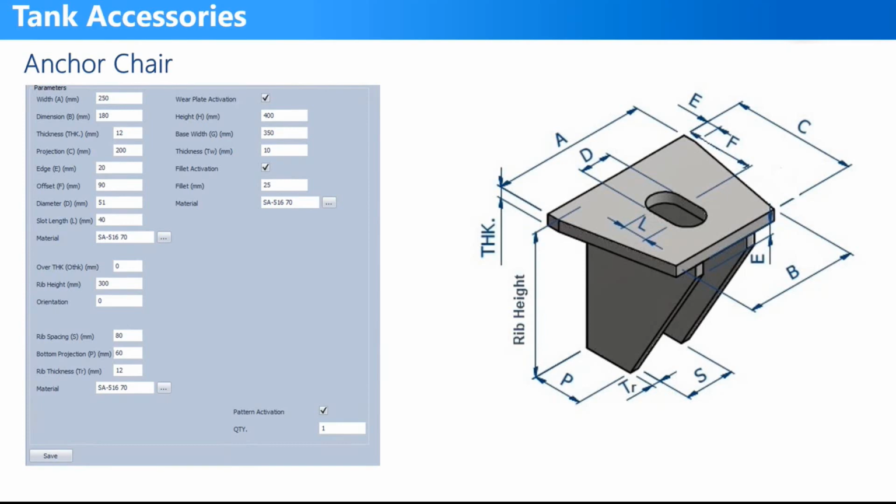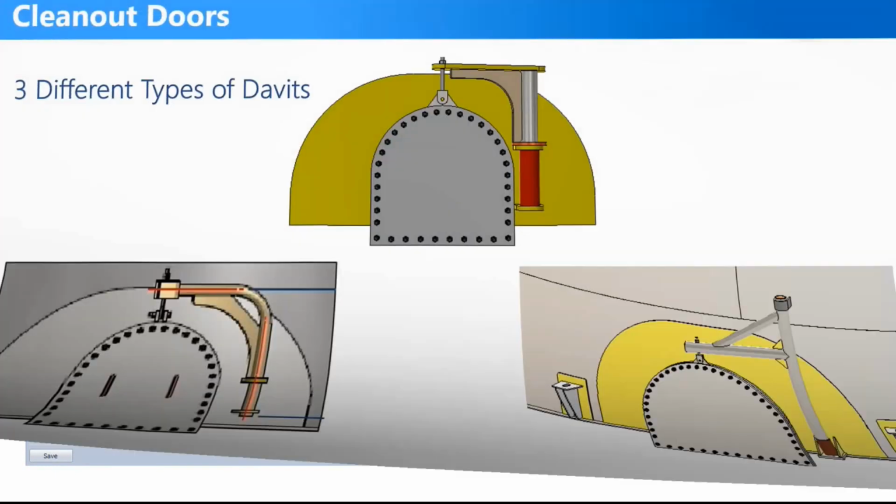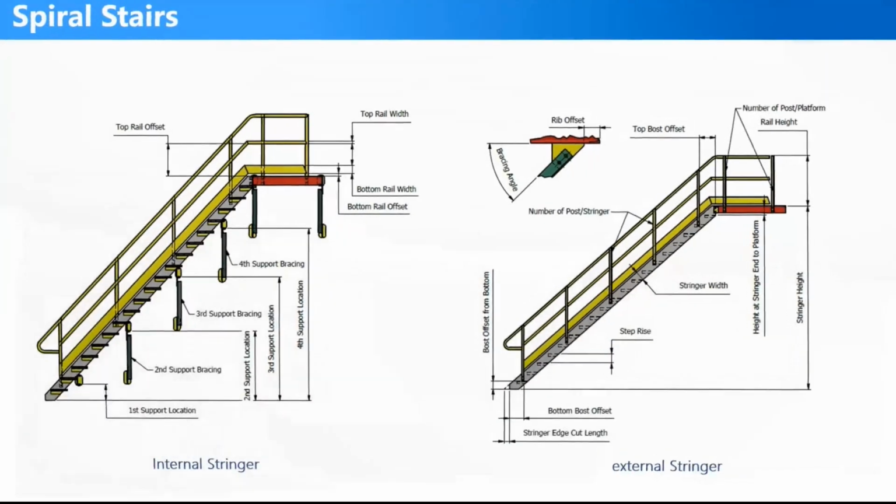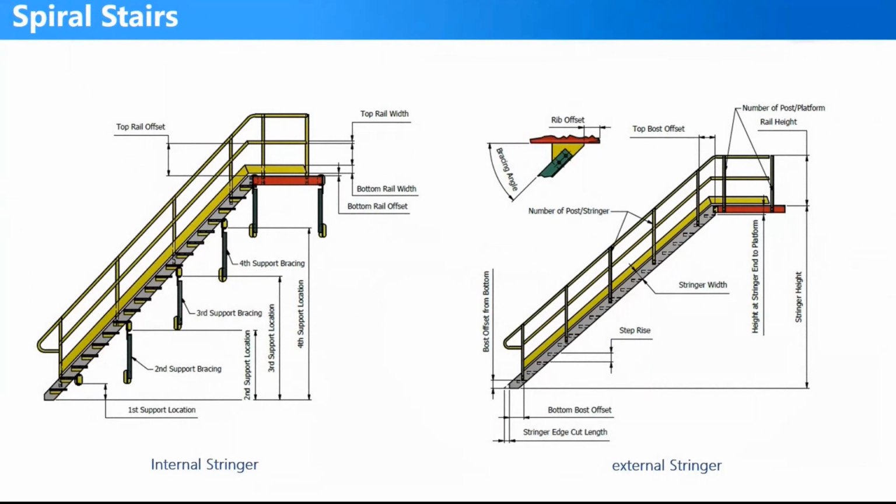And if you would like to make some of those anchor chairs with different dimensions, SEG gives you the ability to do that. There are different types of cleanout doors and davits for the cleanout doors. You can select the suitable type for your case. You will be able to add spiral stairs to your equipment.